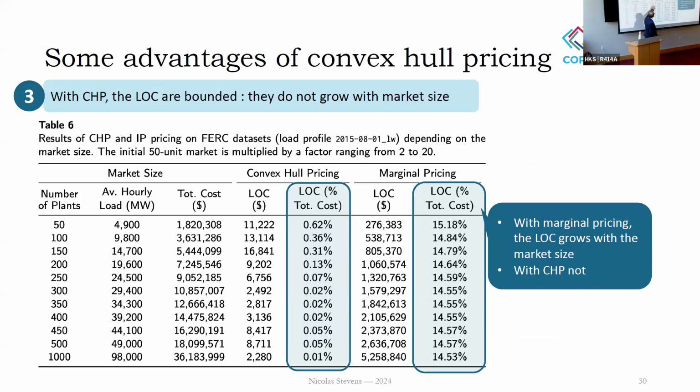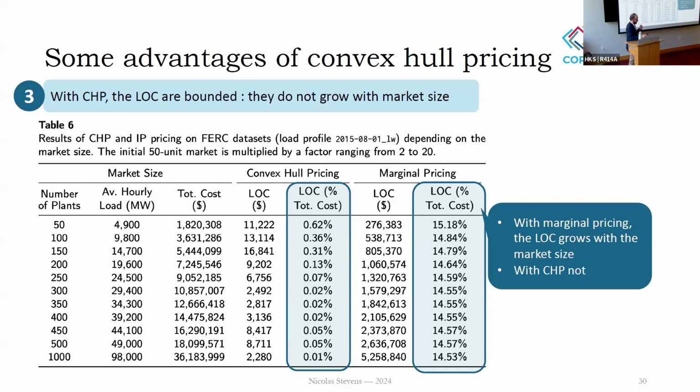So this is the LOC, and that's LOC divided by the total cost of the auction. And this cost, of course, increases with the market size. And this over here, you see it tends to zero, so it reduces, while with marginal pricing, it remains around 15% here. So percentage-wise, the convex hull pricing will drive down the percentage of the LOC. So the ratio of lost opportunity cost on market size, for example, measured by the total cost of your market, goes to zero with convex hull pricing, while it does not with marginal pricing.